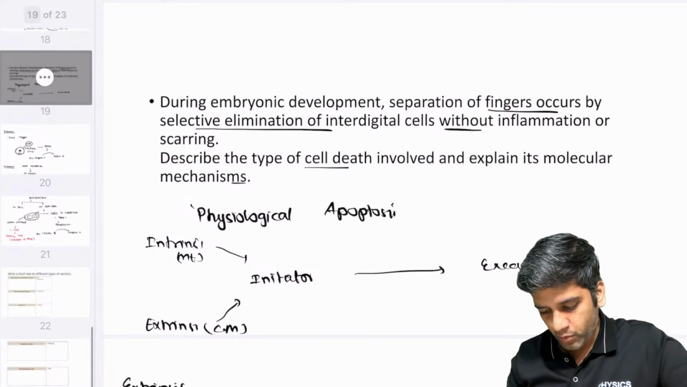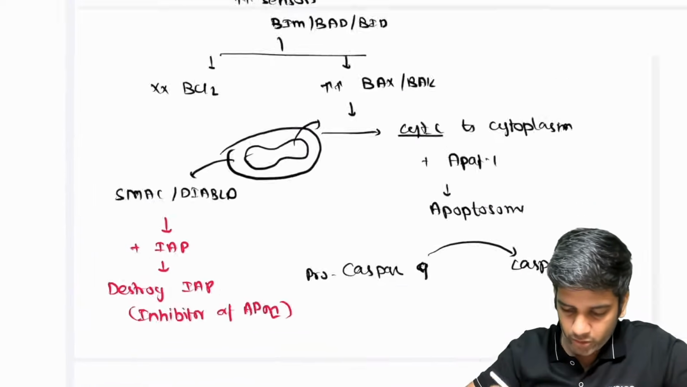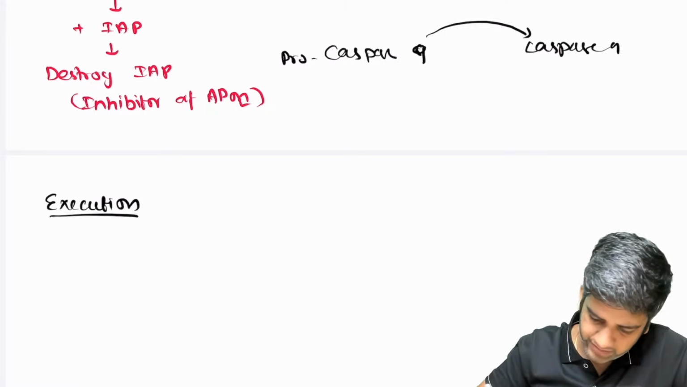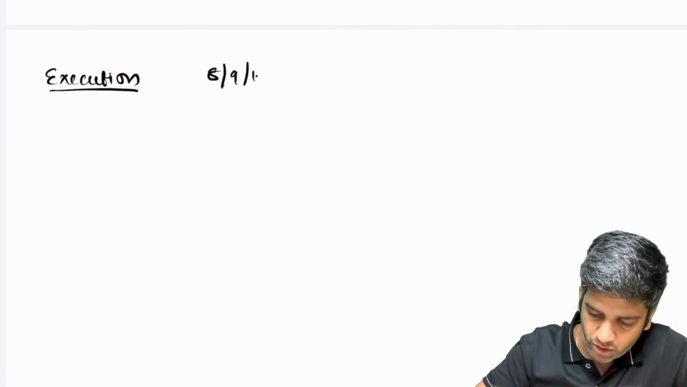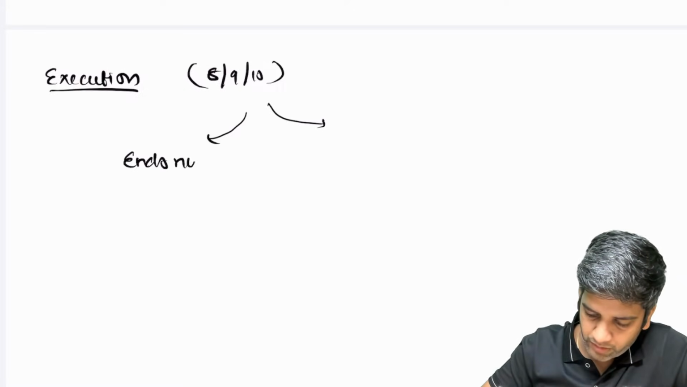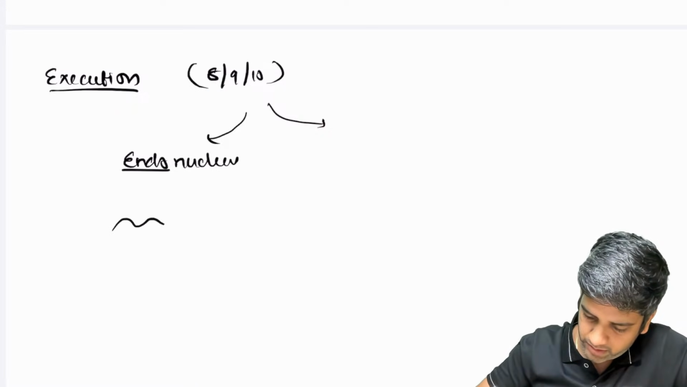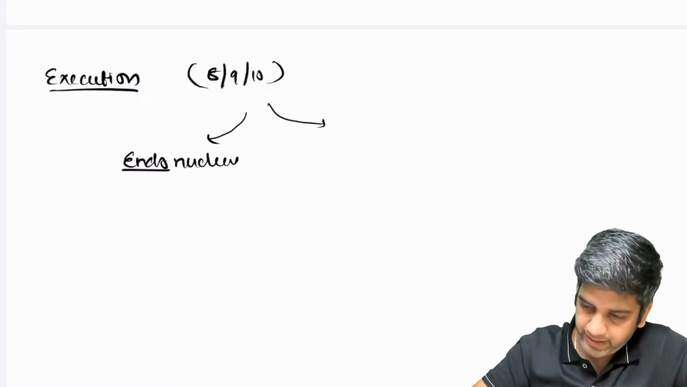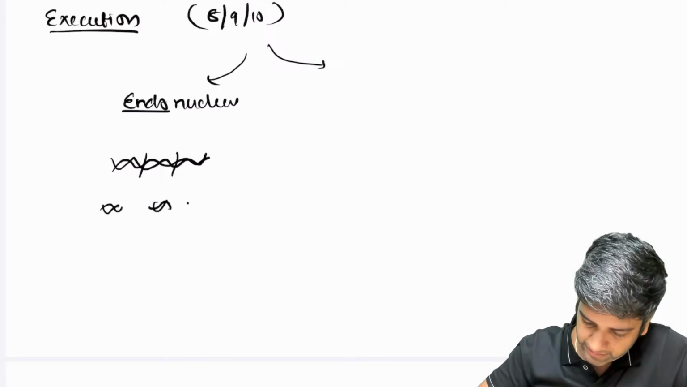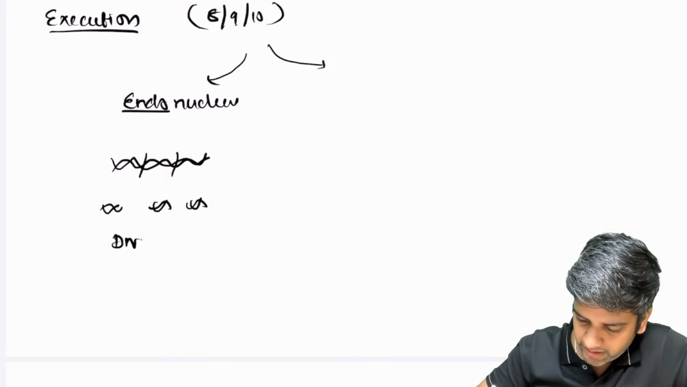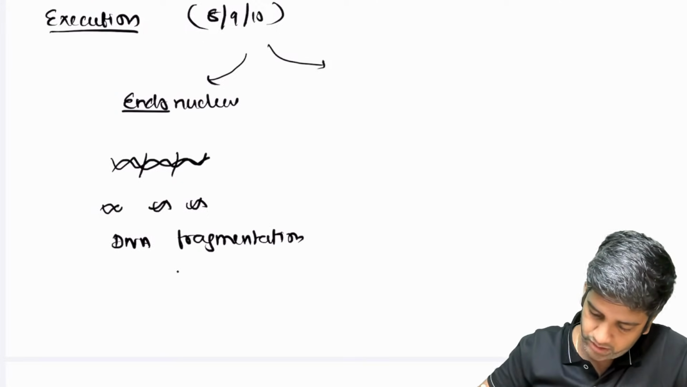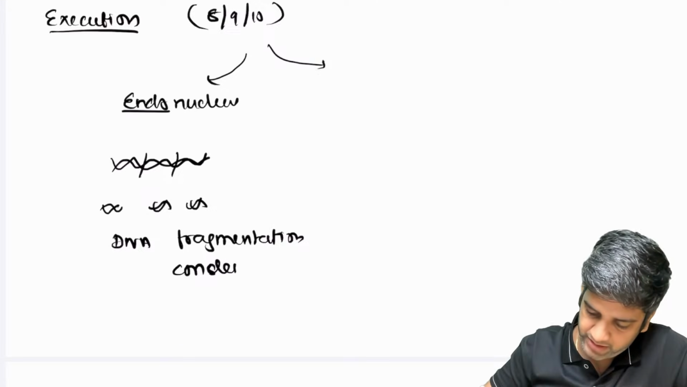Once that is getting activated, it is going to lead to the execution phase. In the execution phase, I need either caspase 8 or 9 or 10. This will activate two things. It will activate endonuclease. As the name says, it will cut DNA into tiny little parts. Endonuclease cuts as per the palindromic sequences. This results in DNA fragmentation, or in other words, condensation. DNA will definitely condense and the nucleus will definitely condense.